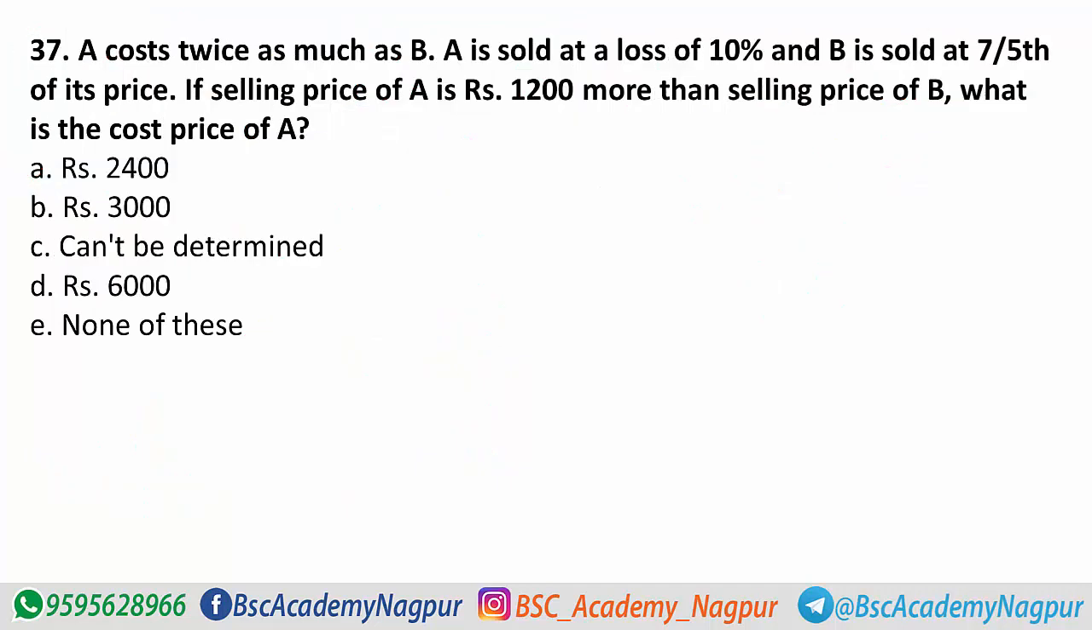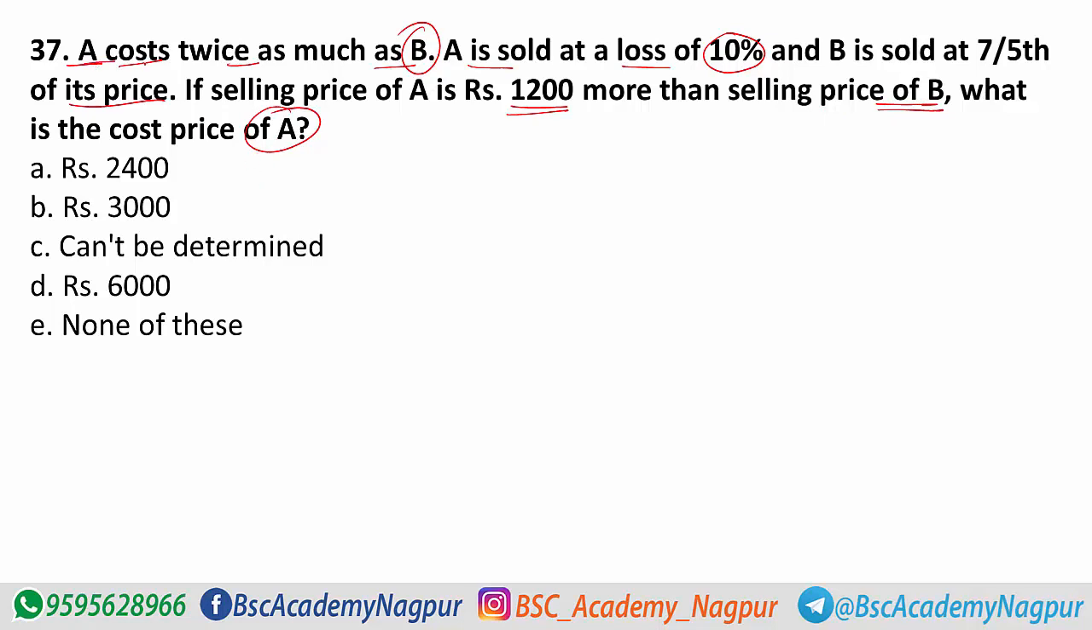Coming to the next one, question number 37. A costs twice as much as B. A is sold at a loss of 10% and B is sold at 7 by 5th of its price. If the selling price of A is 1200 more than the selling price of B, what is the cost price of A? We have to find out the cost price of A.